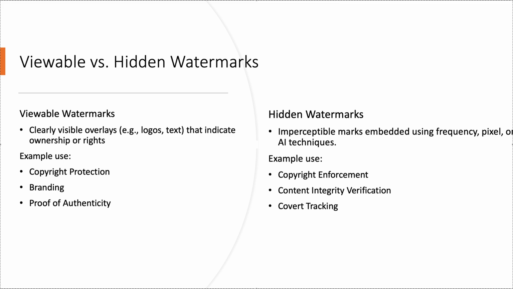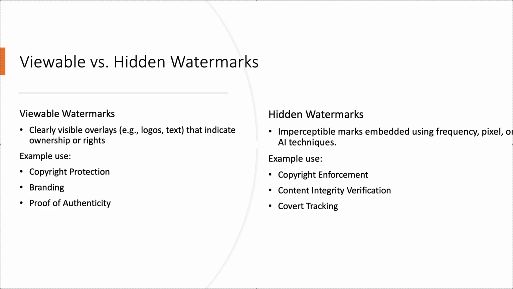Now, hidden watermarks are a completely different beast. These are imperceptible marks, embedded deep within the content using sophisticated techniques, frequency domain manipulation, strategic pixel modifications, or cutting-edge AI algorithms. The beauty here is that you cannot see them with the naked eye. A watermarked 4K image looks identical to the original, yet it carries a unique signature. Where do we use these? Copyright enforcement is huge. Companies like Adobe and Digimarc use hidden watermarks to track copyrighted material across the internet. If someone steals your image and posts it elsewhere, you can prove ownership even if they've cropped or modified it.